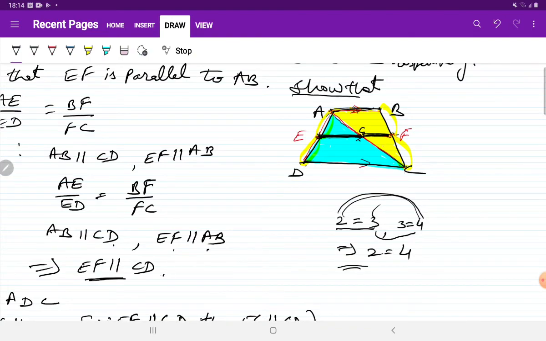Just divide the trapezium into triangles, and if in that triangle any one line is parallel to another side, then the other two sides will be divided in the same ratio by the BPT theorem. So we'll apply the BPT theorem like that. This way you can learn how we can use the basic proportionality theorem in different problems.